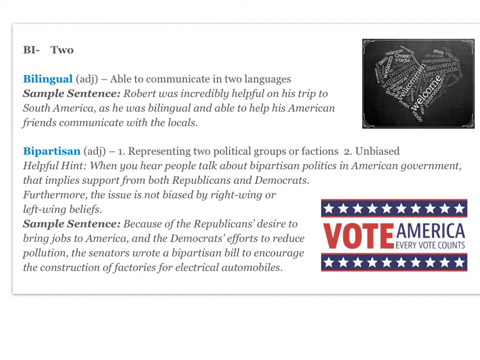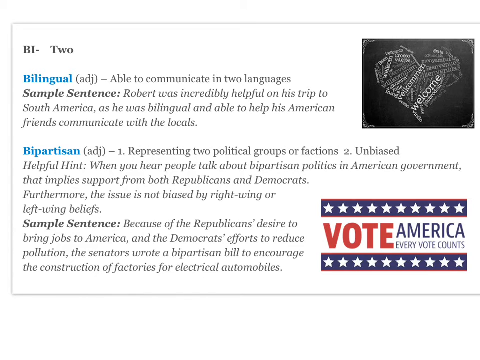Your next root is bi, which means two, and I think both of these words go really well along with that root. So your first word is bilingual, which is an adjective, which means able to communicate in two languages. Your sample sentence is, Robert was incredibly helpful on his trip to South America as he was bilingual and able to help his American friends communicate with the locals. So pretty straightforward. If you are bilingual, you speak two languages.